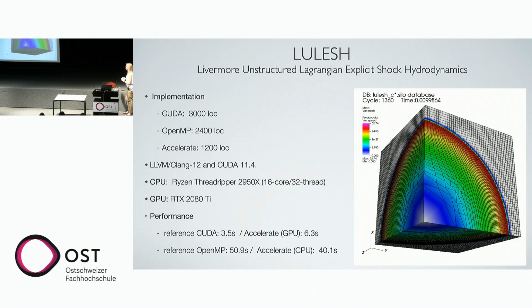So that's also on our to-do list, and I think we can beat them again. On OpenMP, we're also quite a bit faster. And you have to see that both CUDA and OpenMP are really optimized implementations.